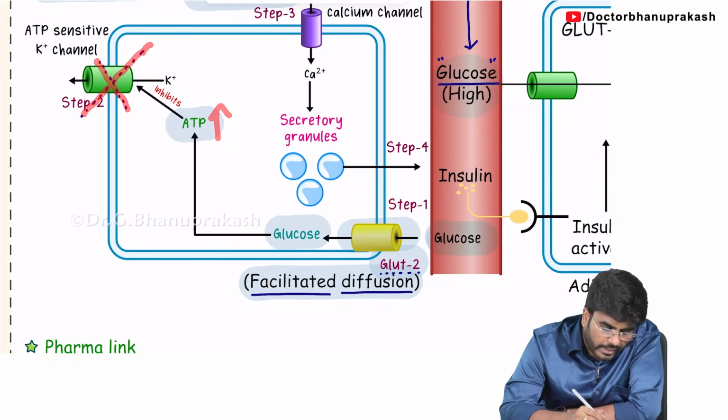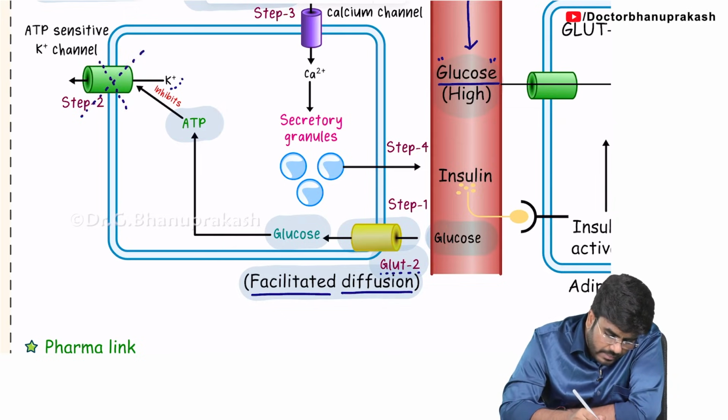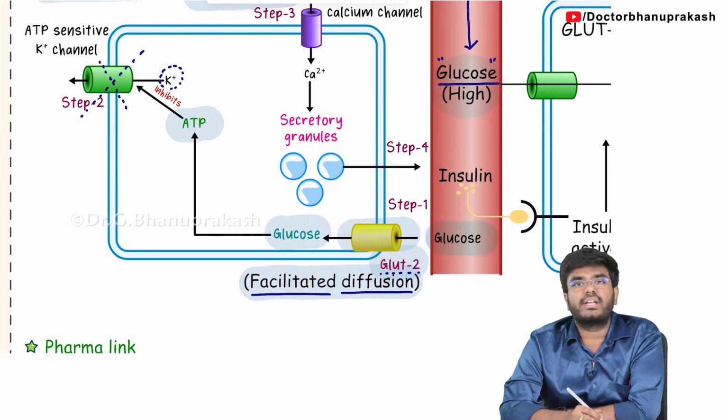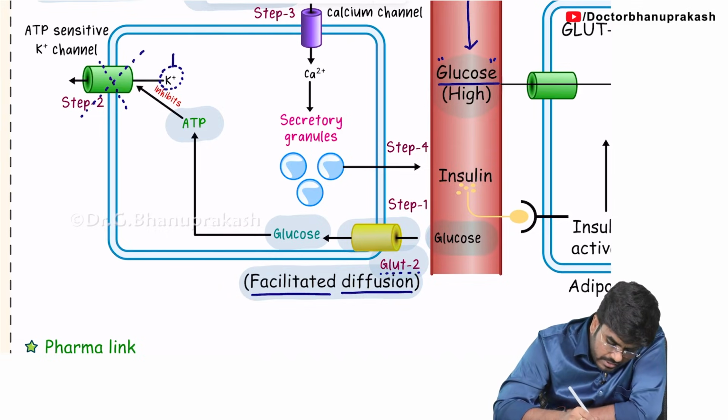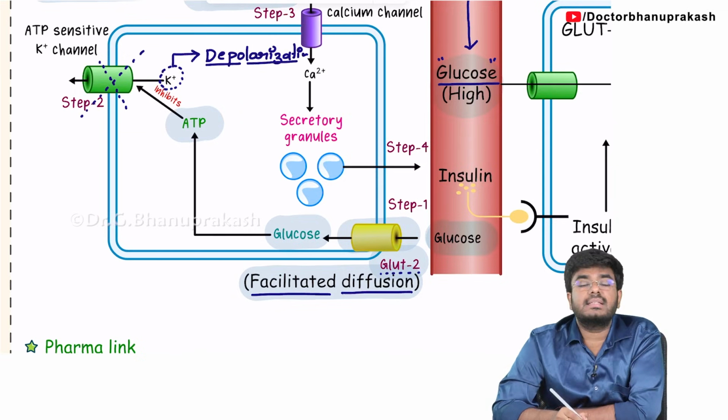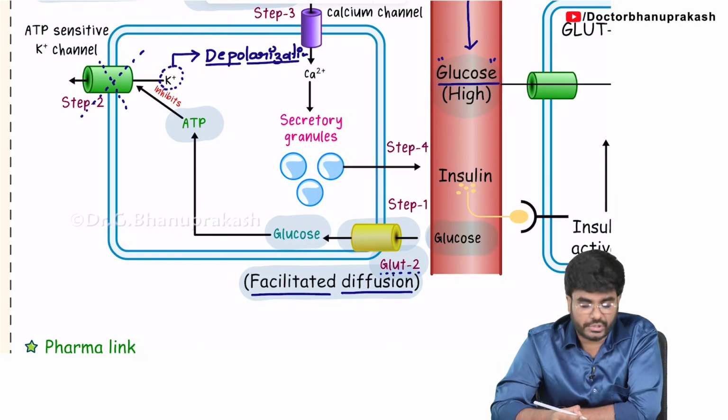So, who will start to accumulate inside the cell? Potassium will start to accumulate inside the cell. Potassium, which carries a positive charge, accumulates inside the cell. Accumulation of these positive charges will lead to depolarization. Depolarization means the cell is getting activated, the cell voltage is becoming positive.